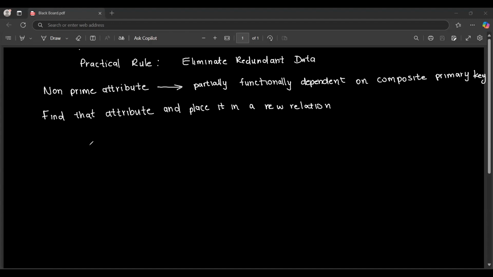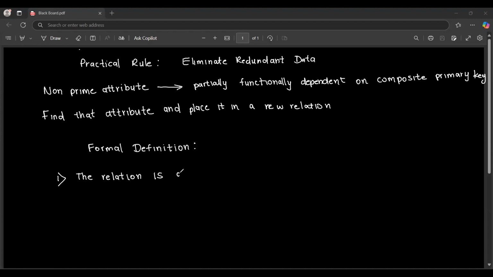So the formal definition is important, because this is how you have to justify whether a table is in 2NF or not. The first part of the formal definition is that the relation is already in 1NF. If the relation is not in 1NF, then you can't do 2NF. You have to first make it 1NF.